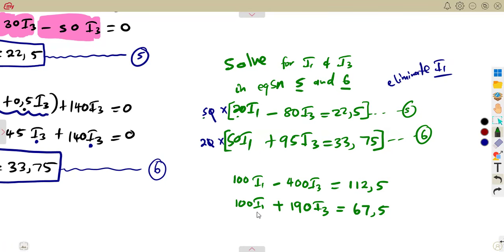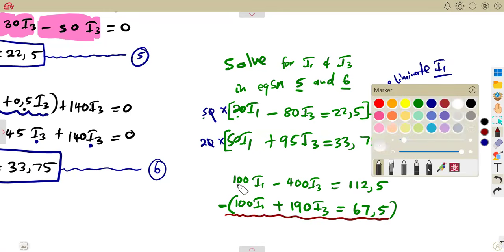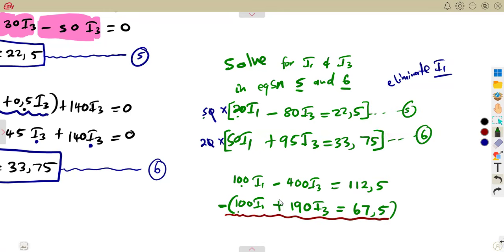As you can see, I1 and I1 are the same, so you can simply eliminate that I1. How are you going to eliminate? Are you going to add or subtract? In this case, we can subtract in order for us to eliminate this part of I1. 100 minus 100 is 0 there, so we have eliminated I1.